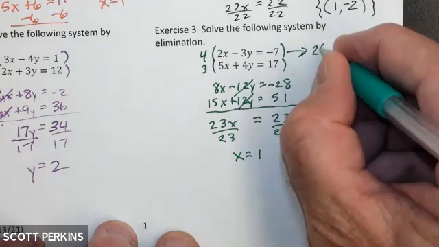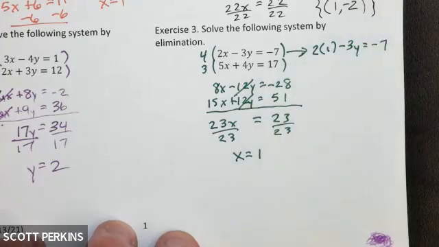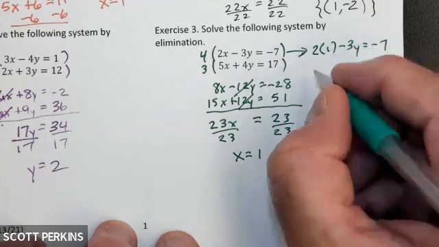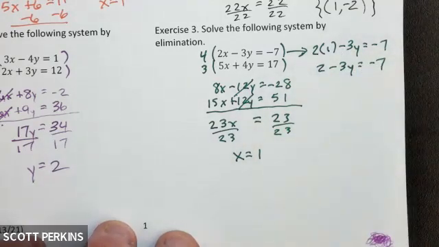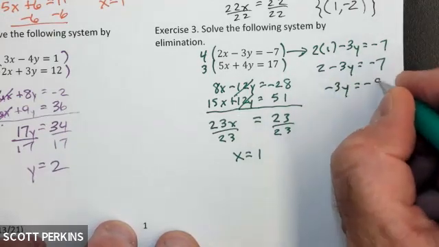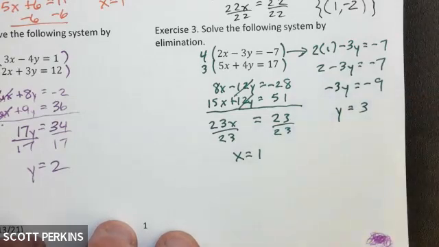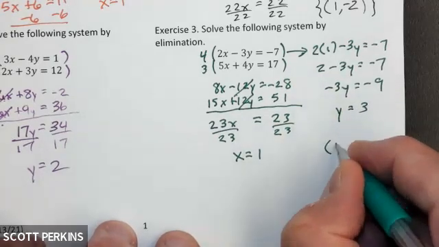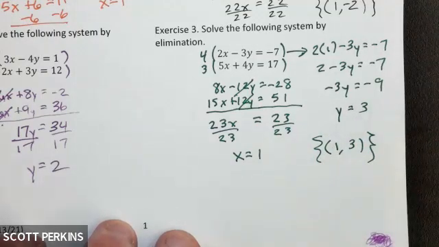So I've got 2 times 1 minus 3y is equal to negative 7. 2 times 1 is 2. Subtract the 2 from both sides, and I get negative 3y is negative 9. And when I divide by negative 3, I get the y value 3. And so that is my one and only solution to this. So my solution set just has 1 point in it.